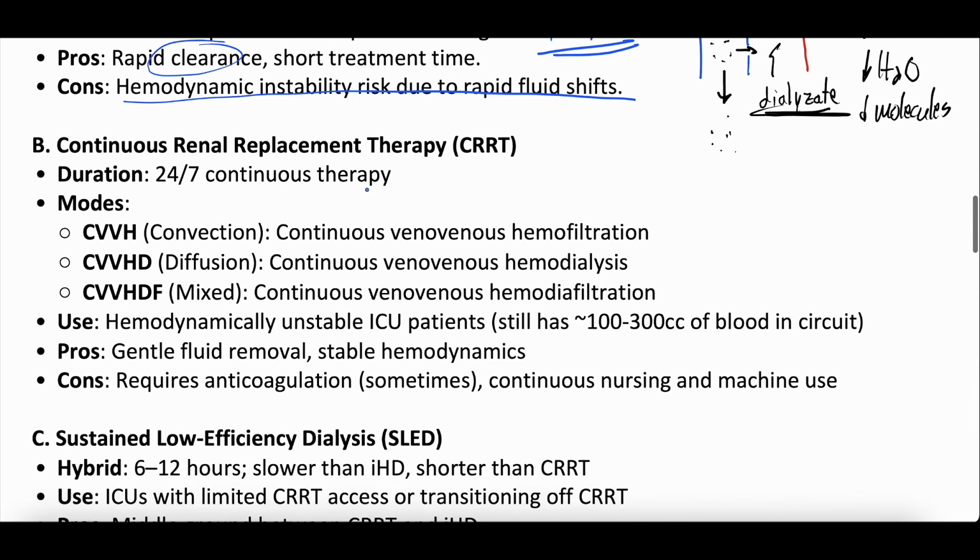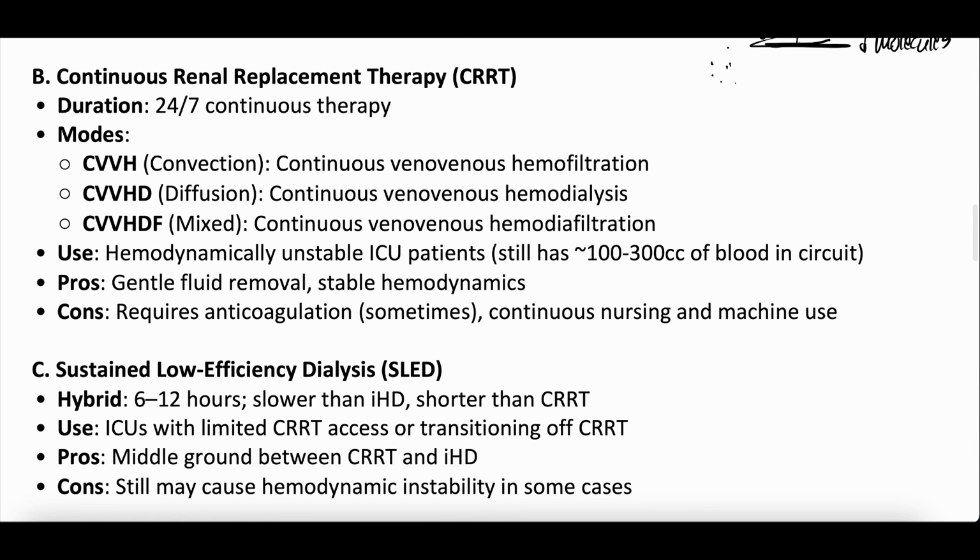So continuous renal replacement therapy is our next type of renal replacement therapy. As the name implies, continuous. This is a 24/7 continuous therapy. It just keeps running. We said intermittent hemodialysis is usually something like 3 to 4 hours, whereas continuous renal replacement therapy is running 24 hours a day. And there are different types of continuous renal replacement therapy. We're going to dive into these in a future episode, so we're just going to mention them here.